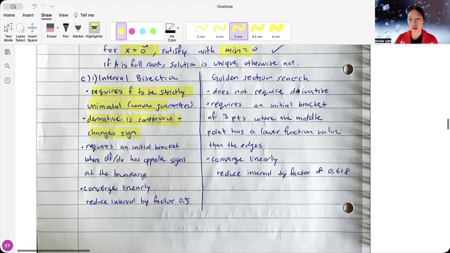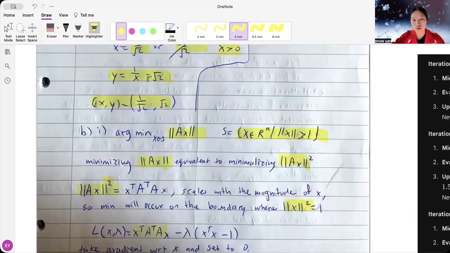And golden section search, on the other hand, does not require the derivative, so it's better if it's hard to evaluate or not possible. And it requires an initial bracket of 3 points where the middle point has a lower function value than the edges. I think that's relatively okay, easier than finding the boundaries that are different in signs. And it converges linearly, and it reduces the interval by a factor of the golden ratio 0.618, which is slightly faster than the interval bisection method. So yeah, that's the difference between the two.